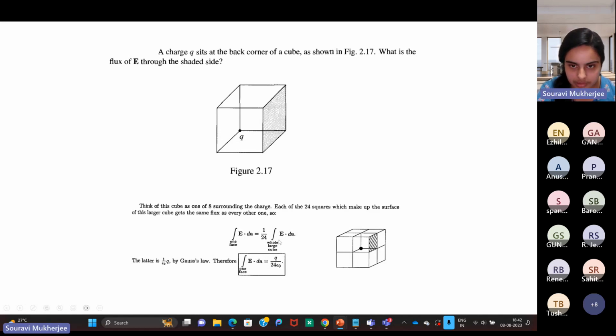So the total flux would obviously be E dot ds, but the flux through only this part of the surface would be 1 by 24th of this. So that would be Q by 24 epsilon naught. Is this clear to everyone? Okay, so I guess it's clear.